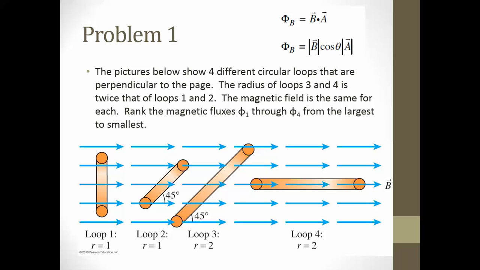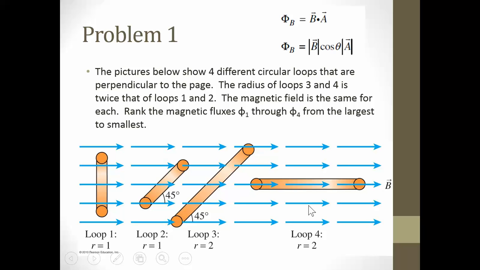So let's do a problem. Let's say we have 4 different circular loops that are perpendicular to the page, so we're looking at them sideways. Loops 1 and 2 have smaller radiuses, and loops 3 and 4 have radiuses that are twice that of loops 1 and 2. But the magnetic field B is the same for all of them.